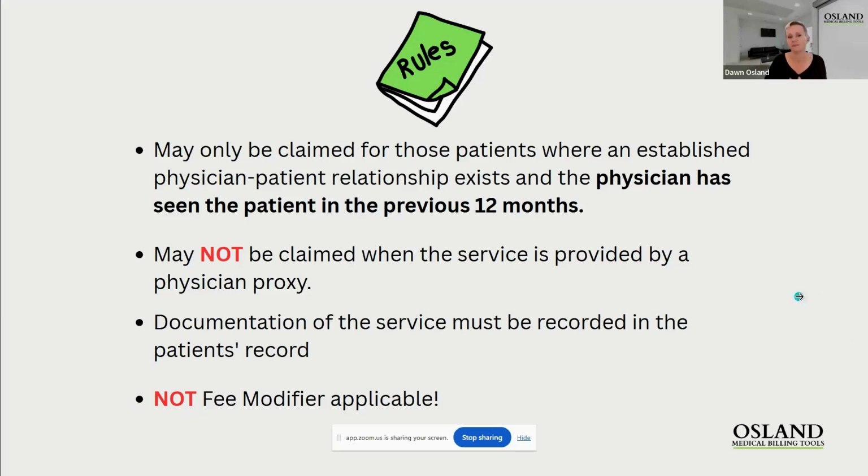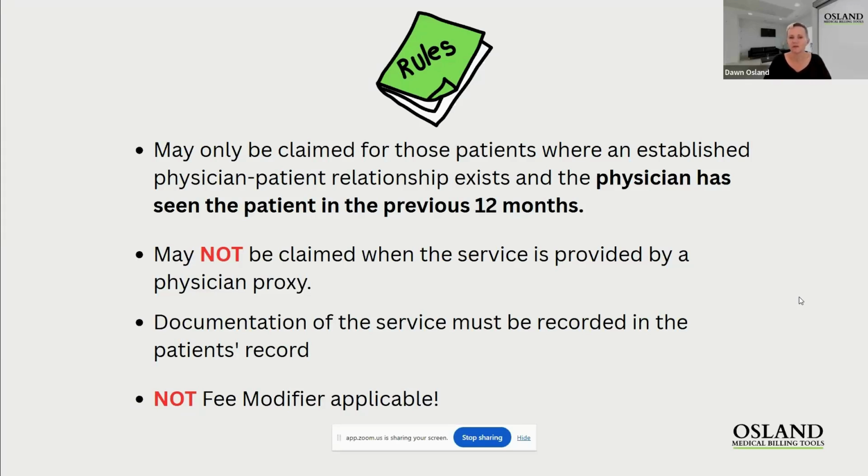And the service may not be claimed if it is provided by a physician proxy. Now, does that mean that the physician actually has to be the one hitting the submit button for the email? No, it doesn't. But realistically, when a physician is asking a team member to send out an email on their behalf, they're giving them the information that they want sent. So they are transcribing and giving them the task together on what they want sent out to the patient. So that is the physician taking care of it.